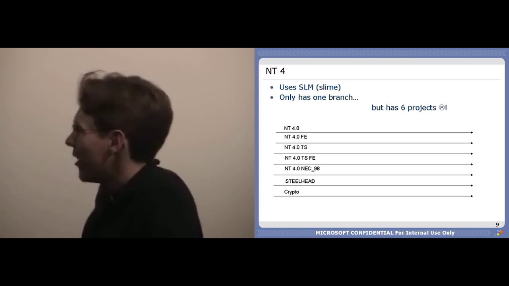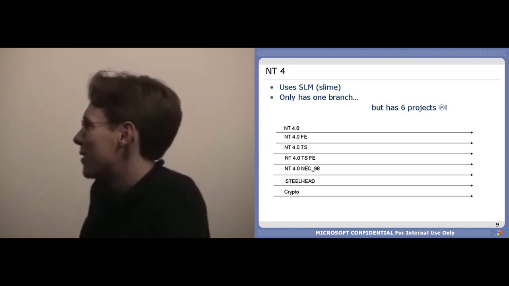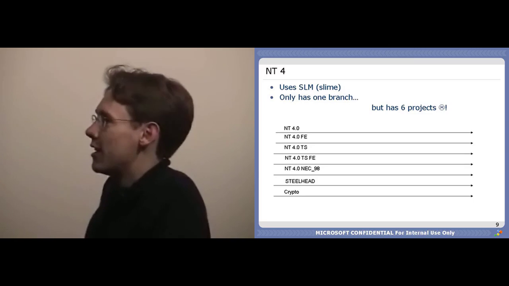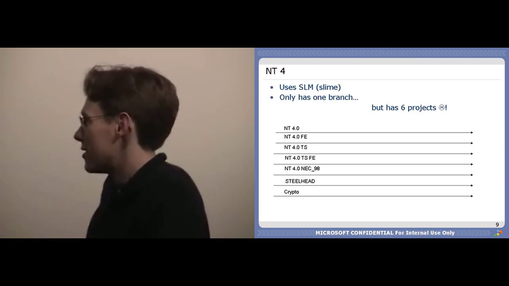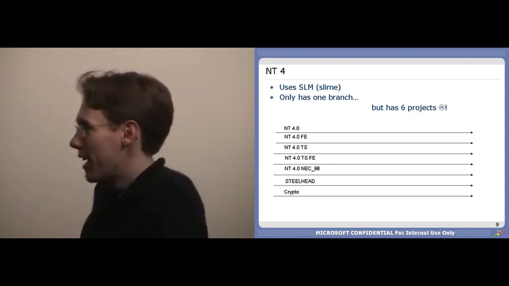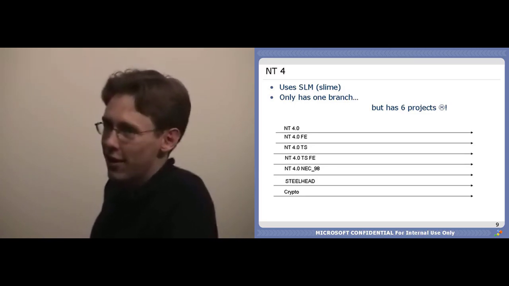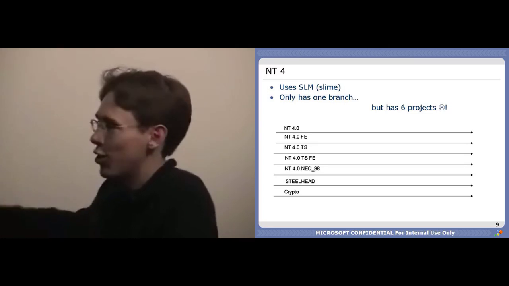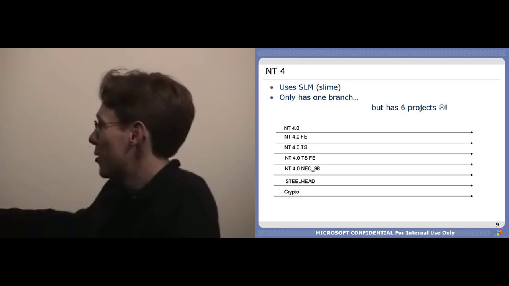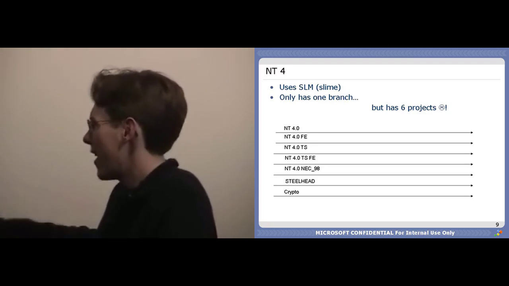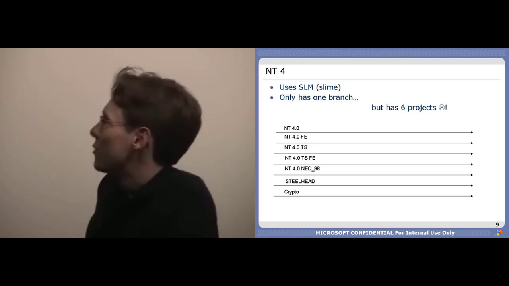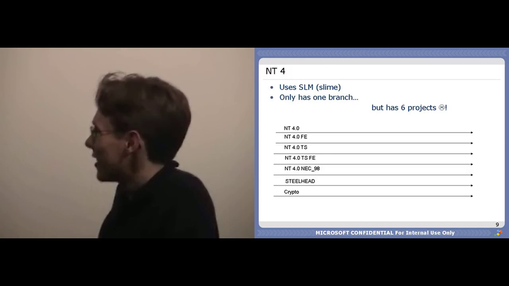And then we have Steelhead, which has something to do with networking, but I'm not really sure. But we've built some binaries out of that when people ask us to. And then we have Crypto, which is another code base, which is the security binaries, the crypto binaries for NT4. And this is an early build of Windows 2000. So we take the crypto binaries from there, and then we put them into an NT4 build. And so, yeah, if you ever have to work with NT4, good luck.